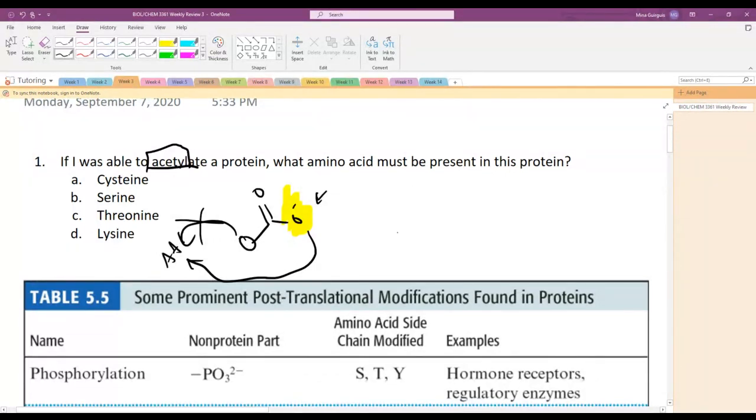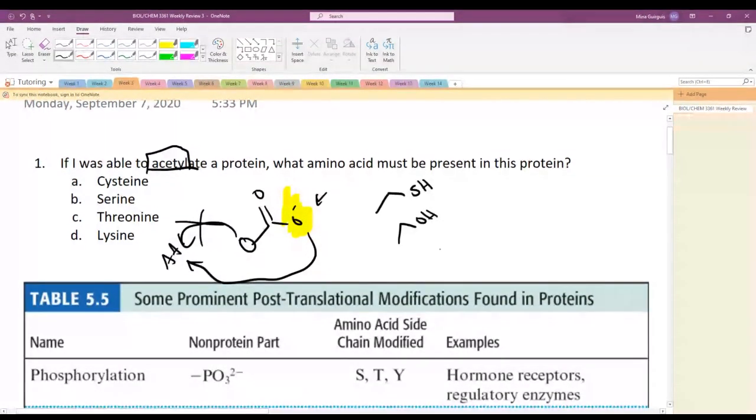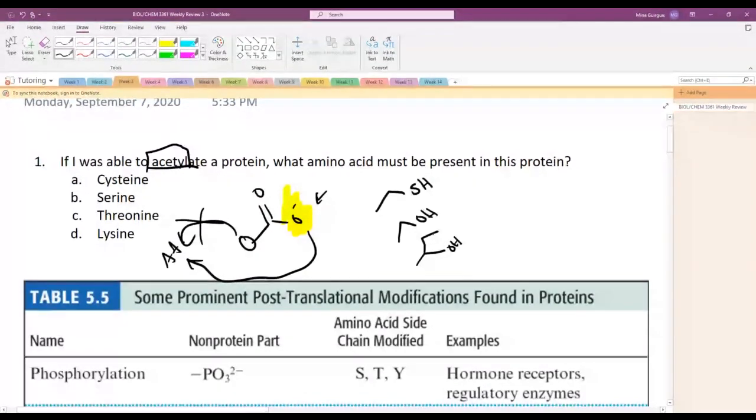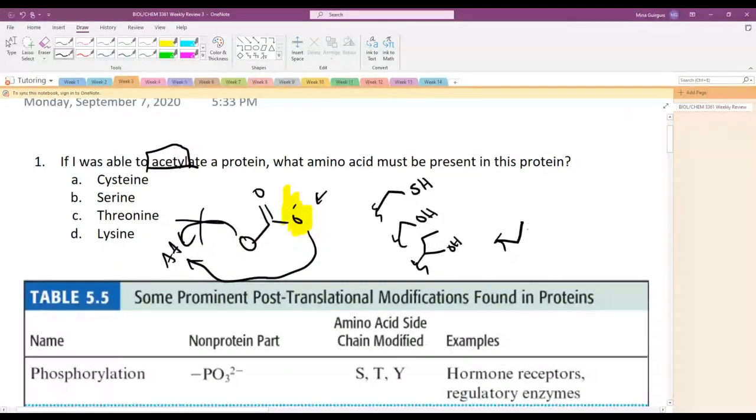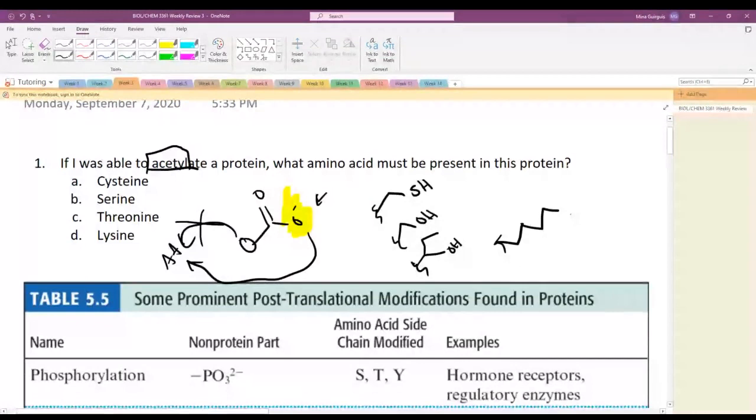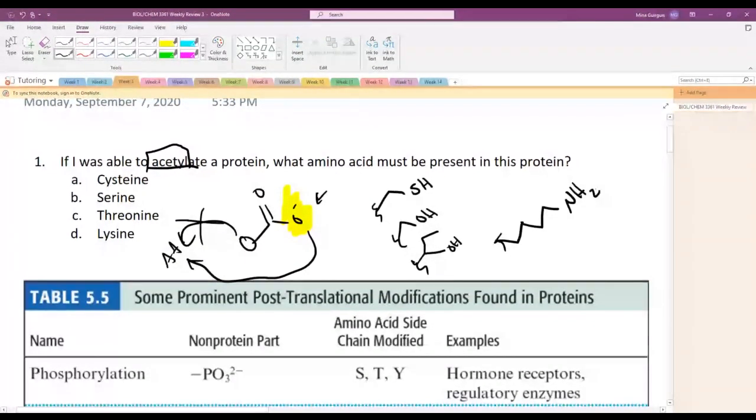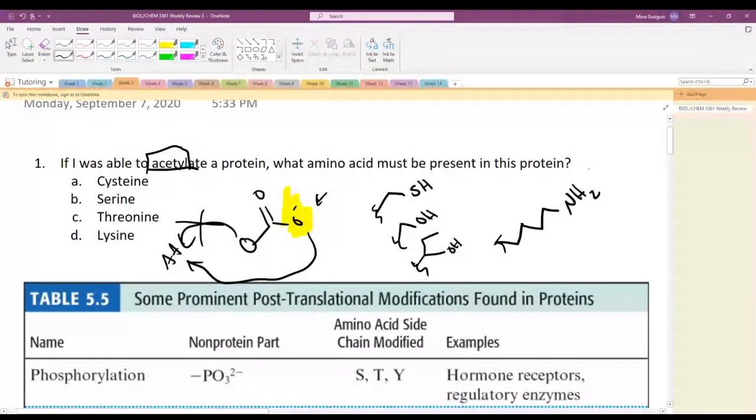So let's look at cysteine, and I'm just going to draw their R groups. Cysteine is SH. Serine is basically the same thing, an OH. Threonine is an OH split from that. And then lysine is, oh, I apologize, I should have drawn this: 1, 2, 3, 4, and then NH2, or NH3 with a positive charge, right?